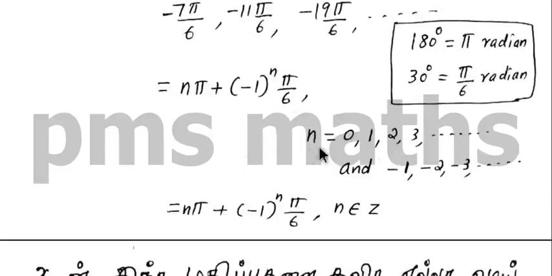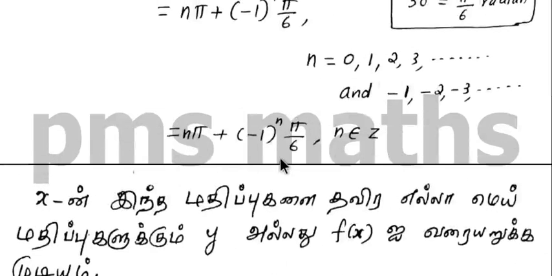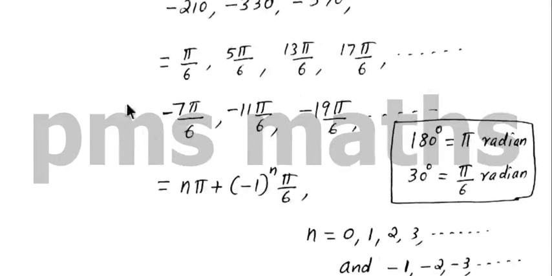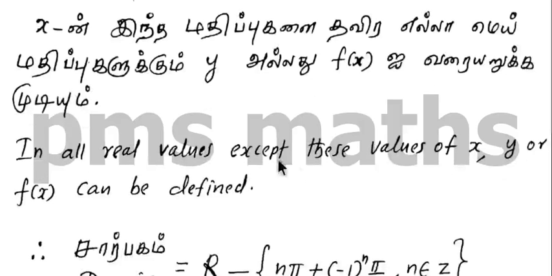Values of n are 0, 1, 2, 3, etc. and minus 1, minus 2, minus 3, etc. Therefore, n pi plus minus 1 whole raised to n, into pi by 6, comma, n belongs to the set. Here, these values are nothing but integers. That is the set of all integers. In all real values except these values of x, y or f of x can be defined.